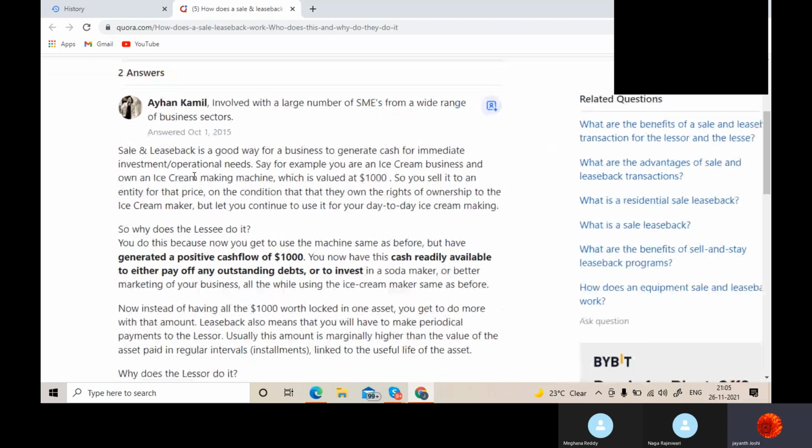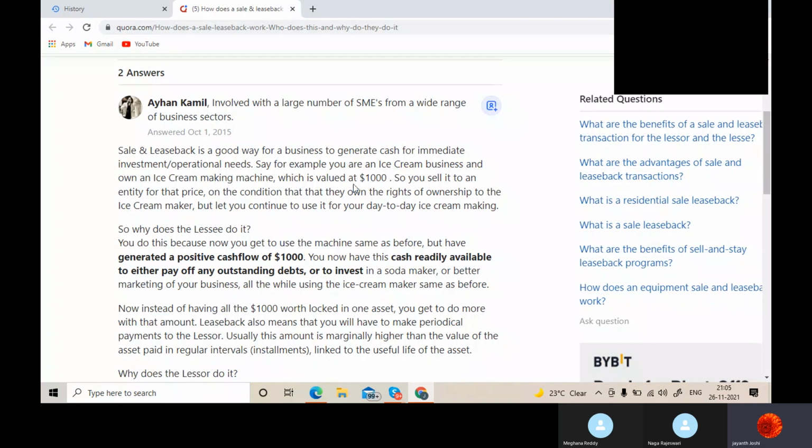See, sale and leaseback is a good way for a business to generate cash for immediate investment or operational needs. But how? Let's say there's an example here. You have an ice cream business, for example. Yes, Rajeshwari, you are fond of food, na? So ice cream business, and you also own an ice cream machine. The value of the ice cream machine is $1,000. So you sell it to an entity for that price.